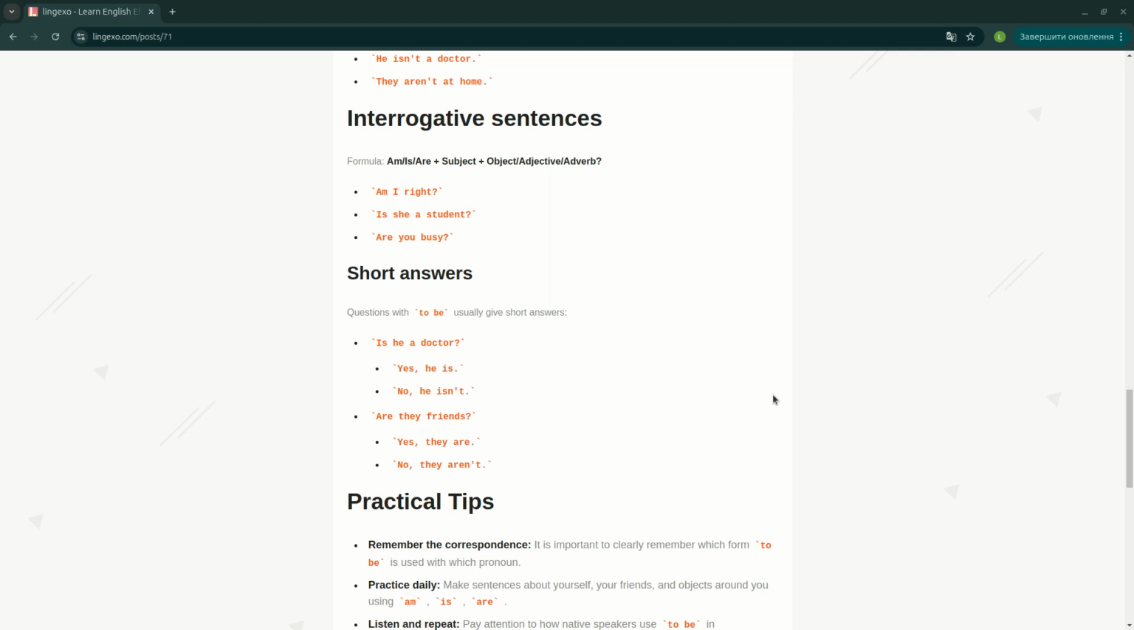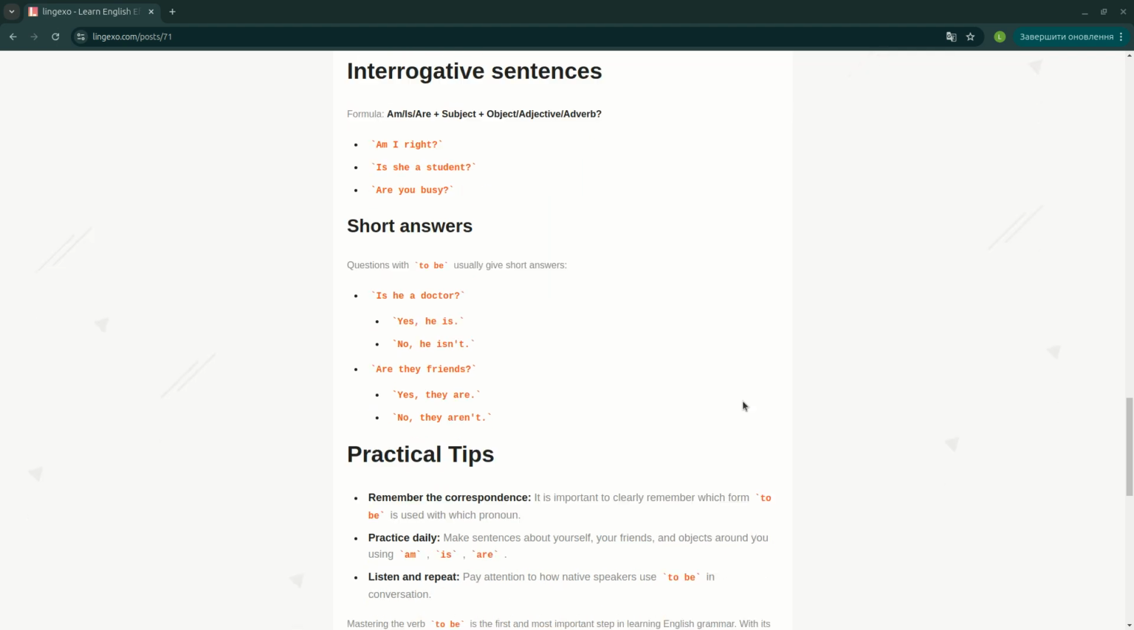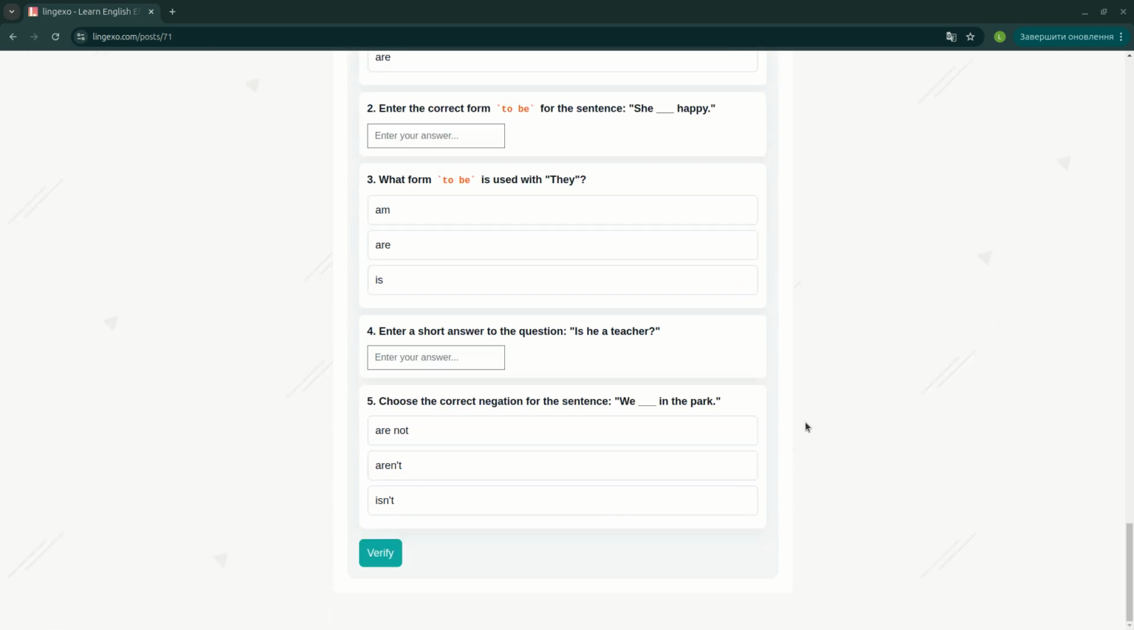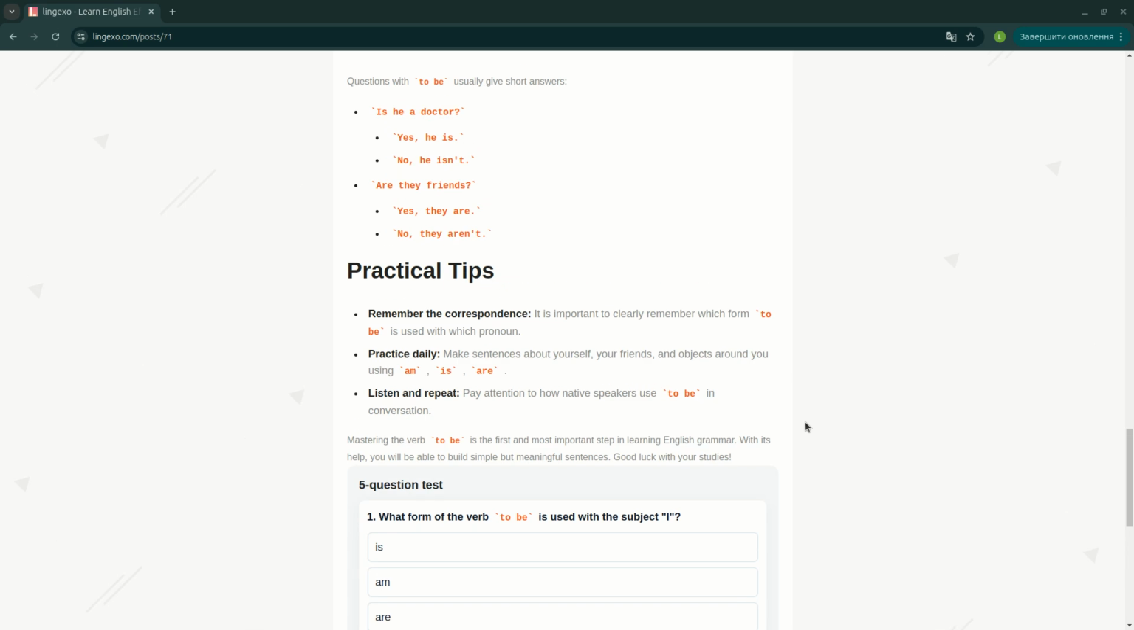Practical tips. Remember which form matches each pronoun. Practice daily. Make sentences about yourself and your friends. Listen and repeat. Mastering the verb to be is the first and most important step in learning English grammar. It helps you build simple but meaningful sentences.